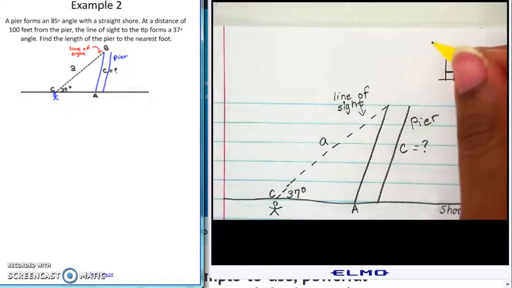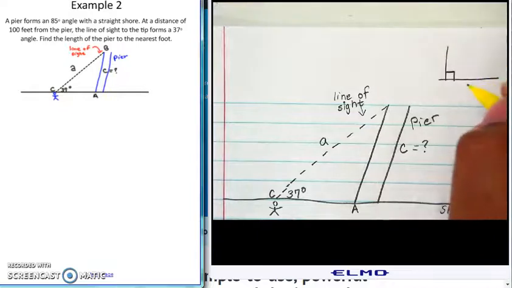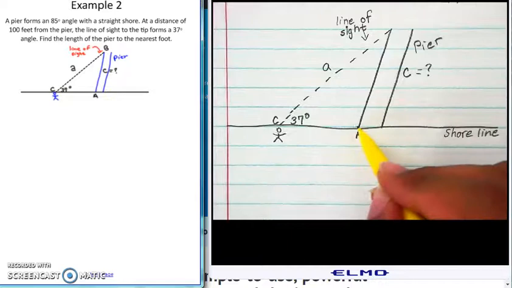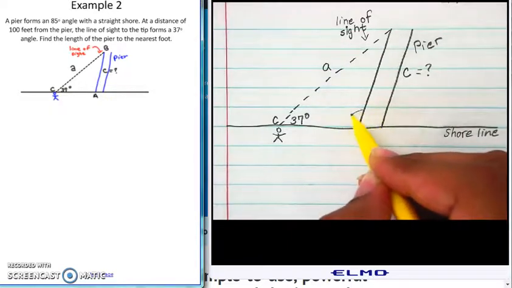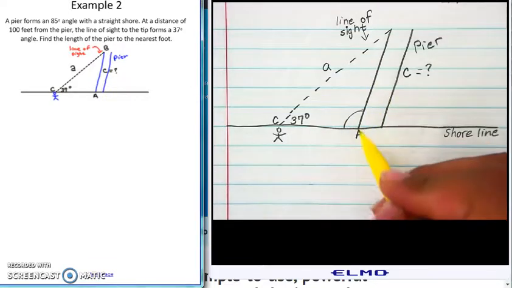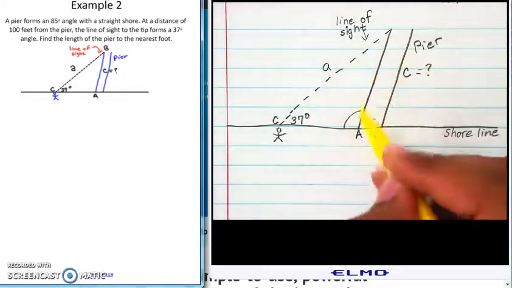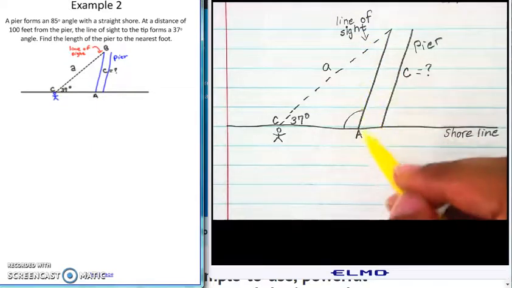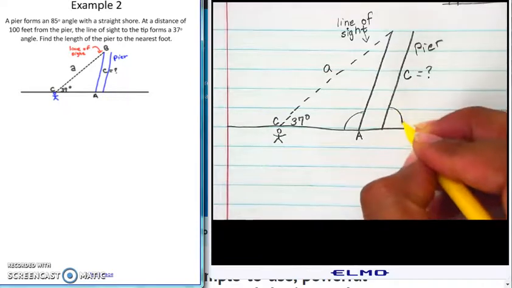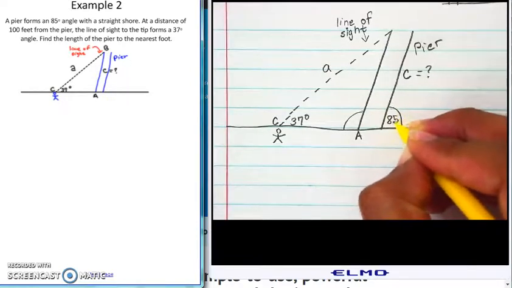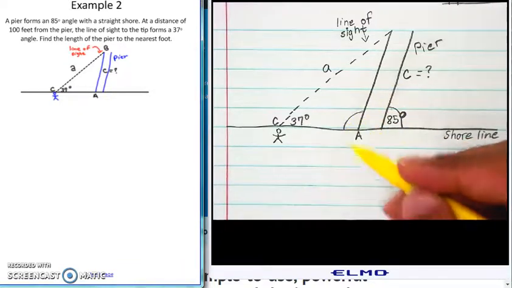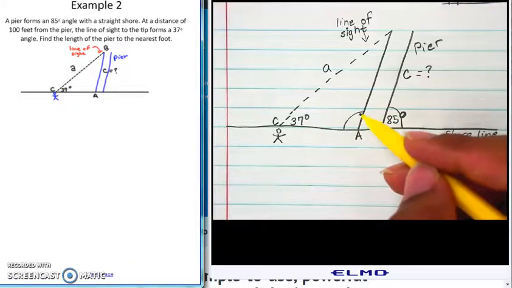If it's an 85-degree angle, that means it should be less than a 90-degree angle, right? Okay, so if we look at this part here, this part is actually bigger than a 90-degree angle, right? Because if it's 90, that means it would go straight up and down here. So if this is bigger than a 90-degree angle, that means this side of the pier has to be 85 degrees. Because again, this side right here is greater than 90 degrees. It's an obtuse angle on this side.